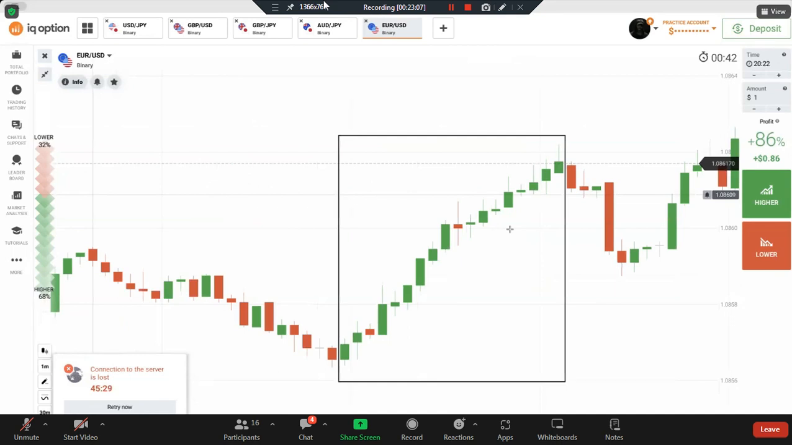So in an uptrend, we only and only try to place a higher option, and that's it. We are not trying to go against it. We are not trying to place a lower option. So can you tell me what is the most color here that you can see? Of course, it is green, right?